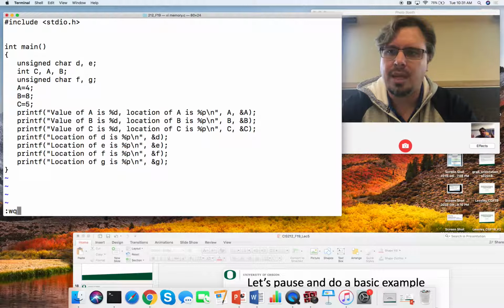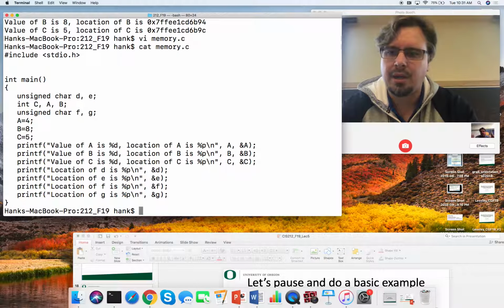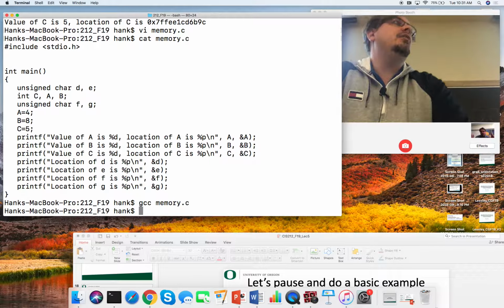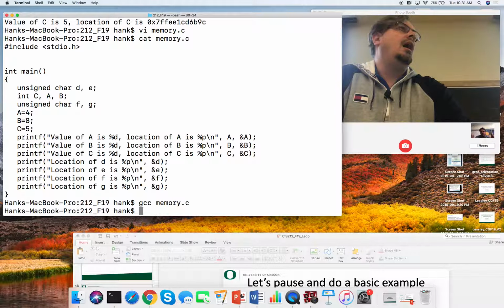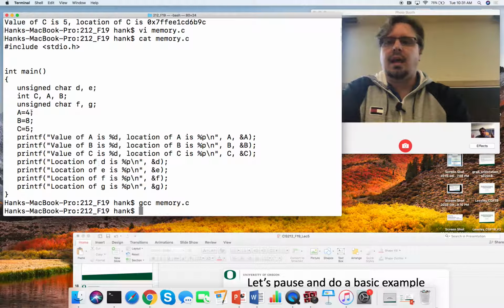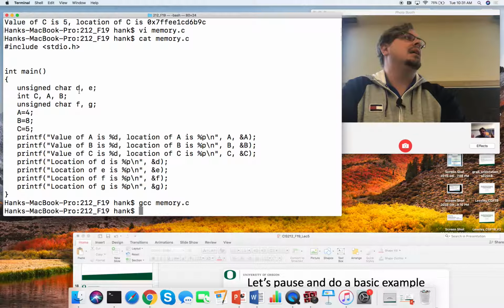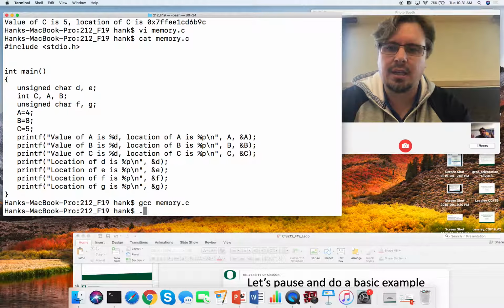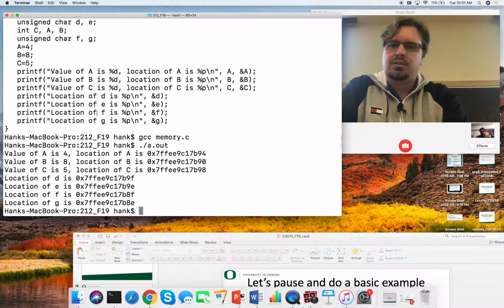And now I'm printing the locations of each of those. Let's cat that program, and I compile it. I have not run this beforehand, but I'm willing to bet that F and G will be laid out right next to D and E. Okay, so let's try it and run. So it looks like I got it wrong.